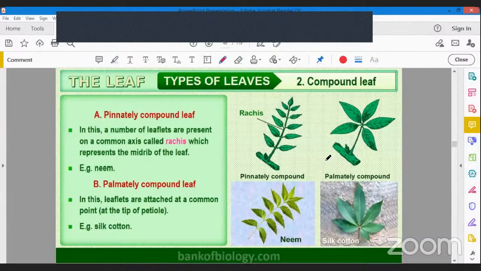So you would have also seen the leaf of tamarind, the tamarind tree. Okay, and drumstick, all of those are pinnately compound leaves. Okay, pinnately compound leaf. Then we have palmately compound leaf. In this, the leaflets are attached to the common point, that is the tip of the petiole. Example, like silk cotton. Silk cotton, you would have seen this, and castor, castor oil that people apply on the head. Even that is a palmately compound leaf.